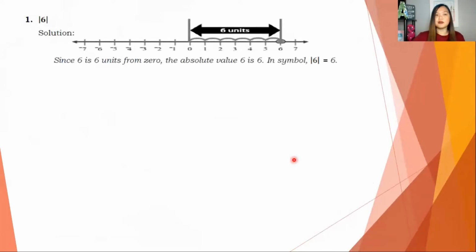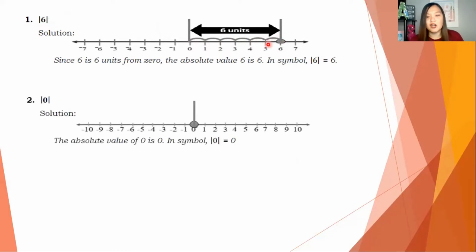And then, if we are done with that, let's have the absolute values in a number line. So when you say the absolute value of 6, you are having the distance of 0 to the positive 6 units. So you have 6 units. 1, 2, 3, 4, 5, 6. Kaya siya 6.